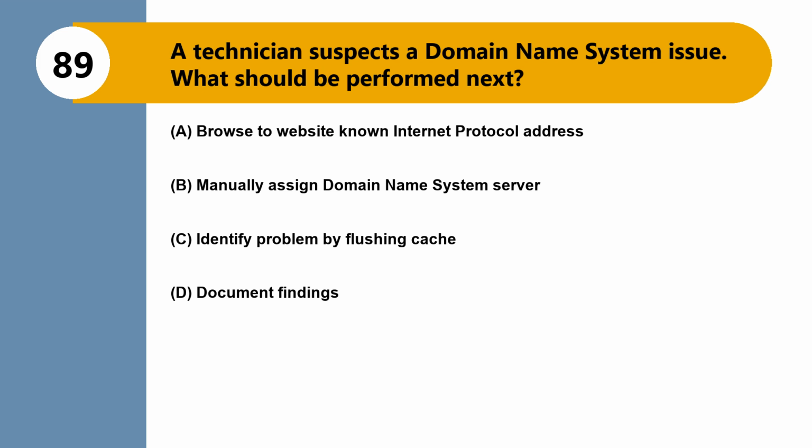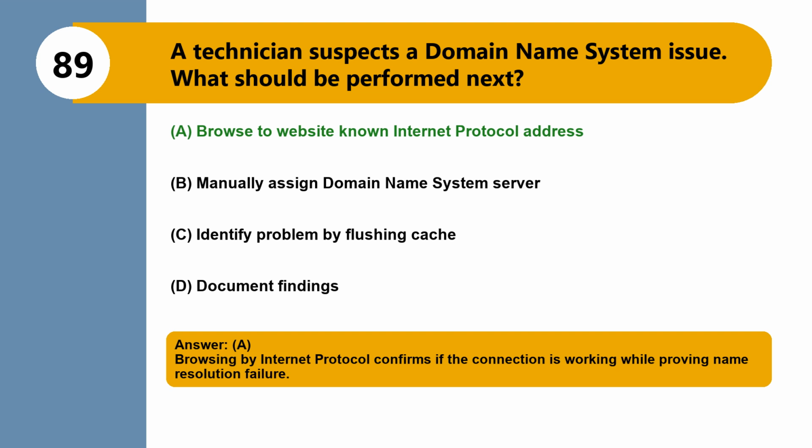Question 89. A technician suspects a domain name system issue. What should be performed next? Option A, browse to website known internet protocol address. Option B, manually assign domain name system server. Option C, identify problem by flushing cache. Option D, document findings. The correct answer is option A, browse to website known internet protocol address. Browsing by internet protocol confirms if the connection is working while proving name resolution failure.